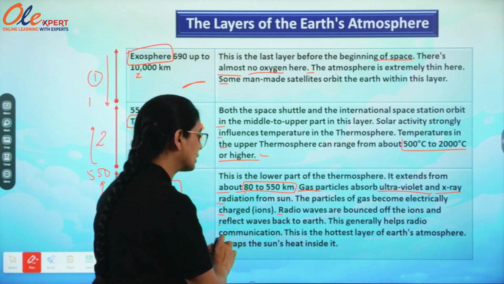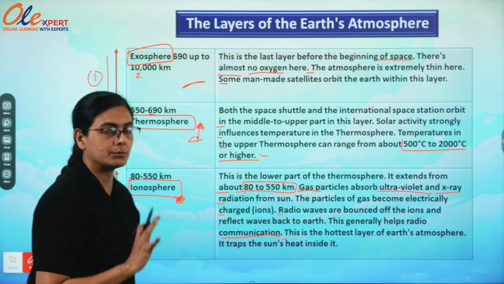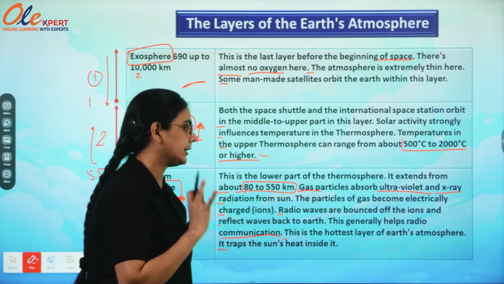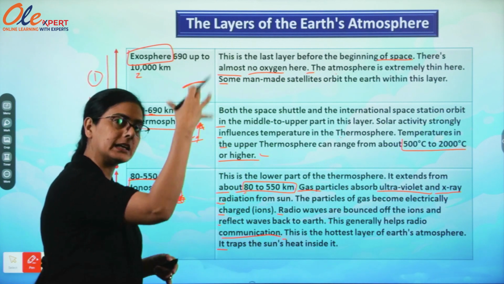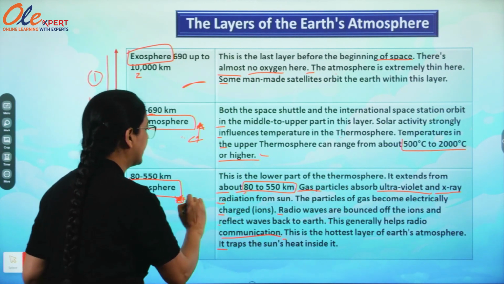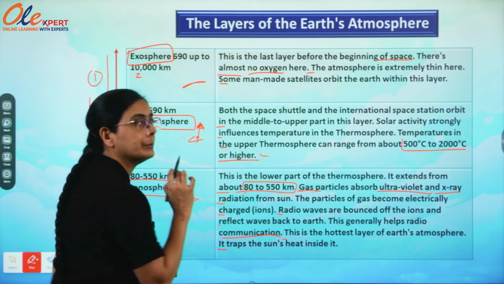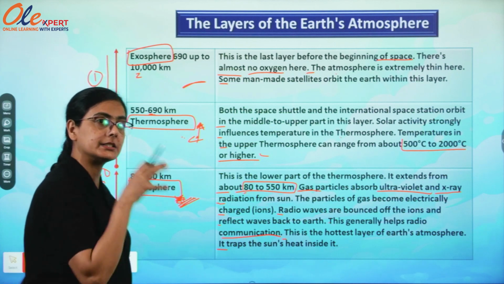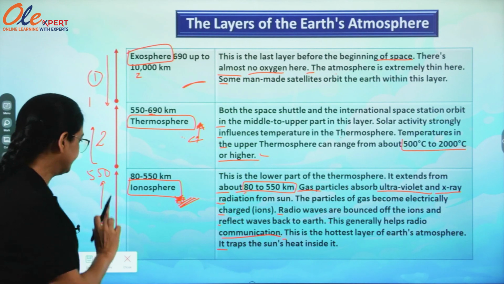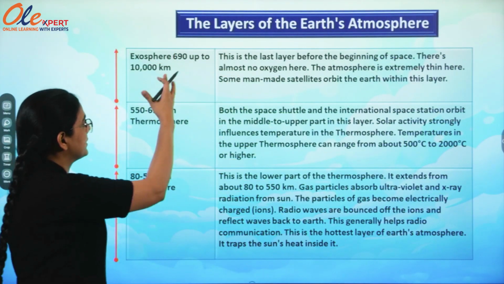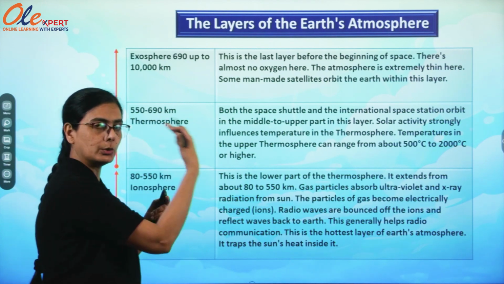This generally helps radio communication. It is good for radio communication. This is the hottest layer of the earth's atmosphere. It traps the sun's heat inside it. The direct heat is coming from the solar energy and these layers are absorbing it. Are you getting? This is the most important layer of the atmosphere as it receives the maximum temperature of solar energy.